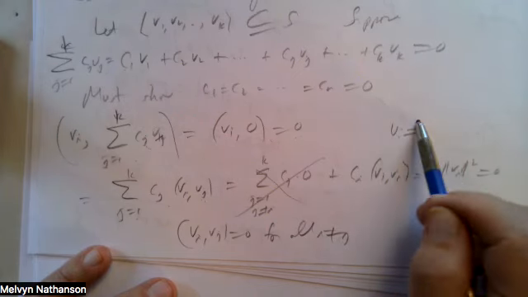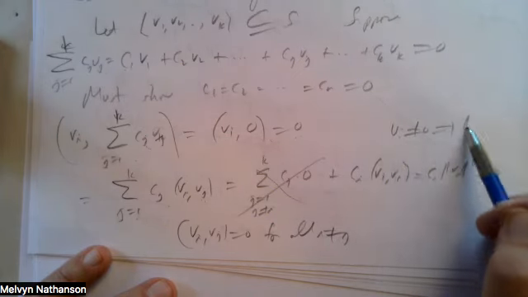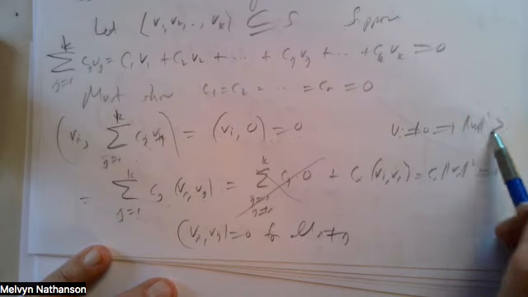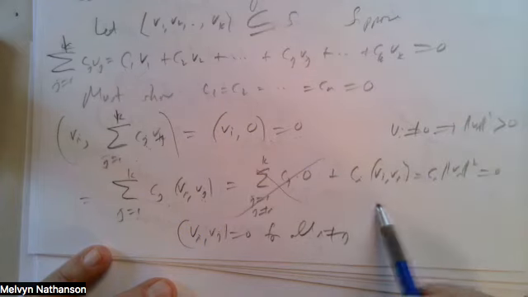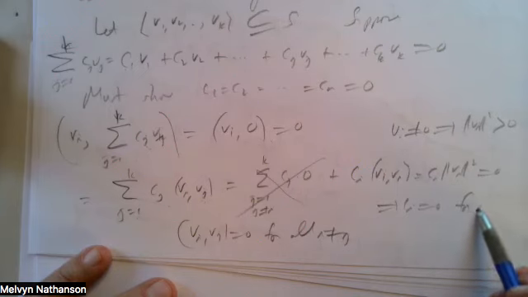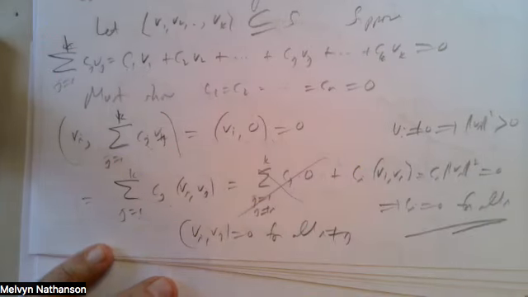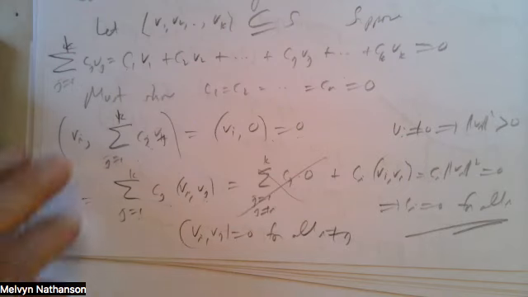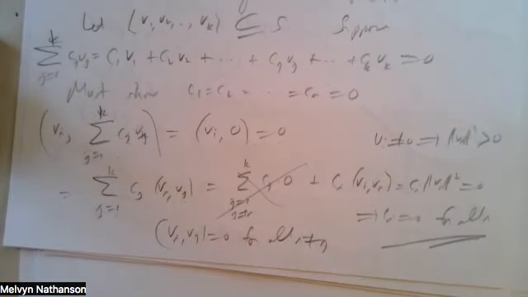And again, that's equal to 0. But vi is not the 0 vector, so its length has to be positive. It can't be 0. So ci equals 0, and this is for all i. So if you have an orthogonal set of vectors, it's linearly independent.